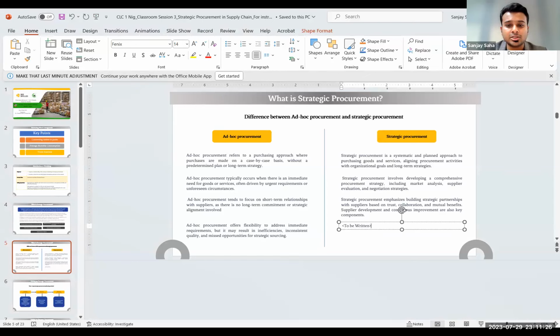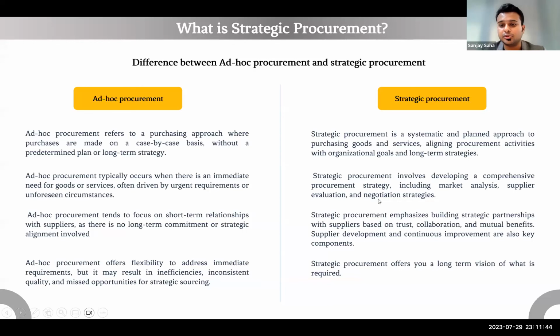Okay. So ideally, what should come here is that strategic procurement offers you a long-term vision of what is required, more or less this. But I will ask the team to find out the actual text which was supposed to be here, and then it will be shared again. Okay, so apologies for that.